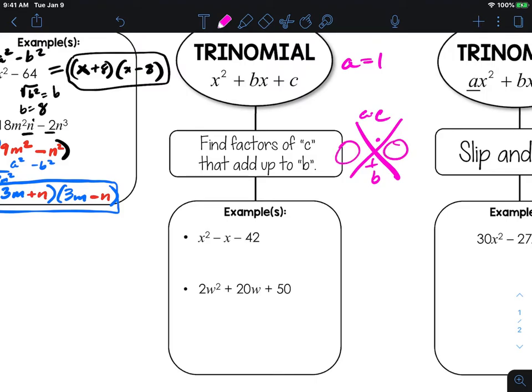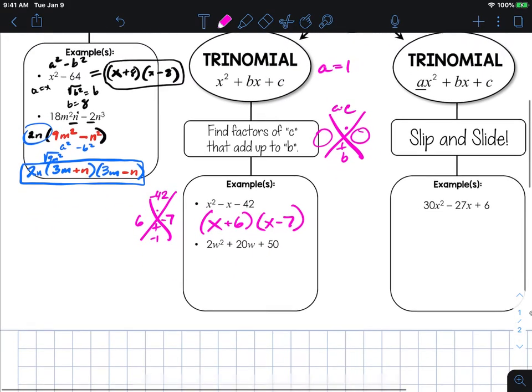Right, so when I'm looking at negative 42 times 1, so negative 42 is going to be the product. The sum is going to be negative 1. All right, so the sum is negative 1. I'm thinking 7 and 6. Who's got to be the negative there? 7 does. Right? So this is going to be x plus 6 times x minus 7. Remember, you can always switch the order of those if you need to.